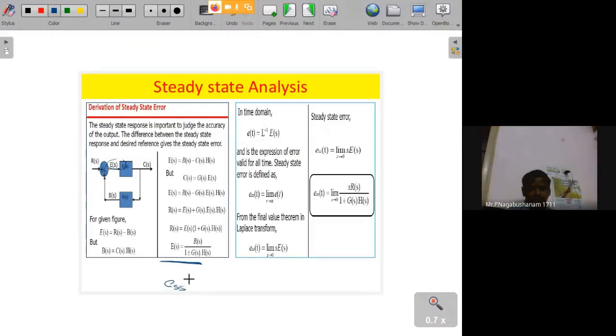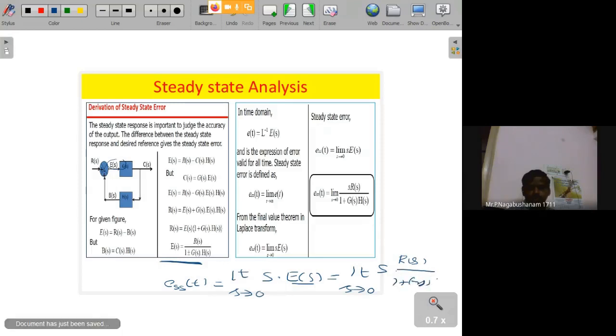Steady state error of t. ESS in terms of time domain is given by, because I'm asking for steady state, meaning t tends to infinity. If t tends to infinity, s equals 0, then I'm going to apply the final value theorem. Limit s tends to 0, s into E of s. That equals limit s tends to 0, s into E of s. This is the E of s, replace it with R of s divided by 1 plus G of s, H of s.